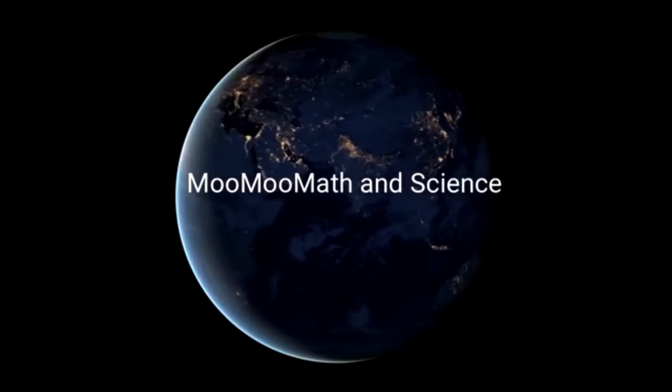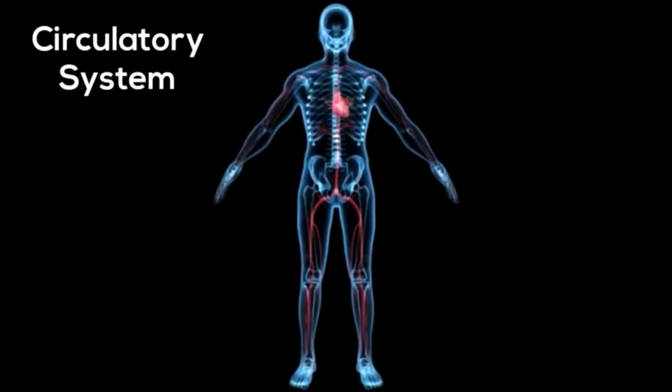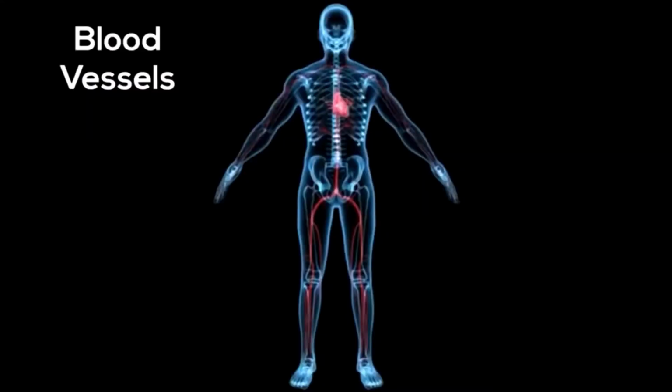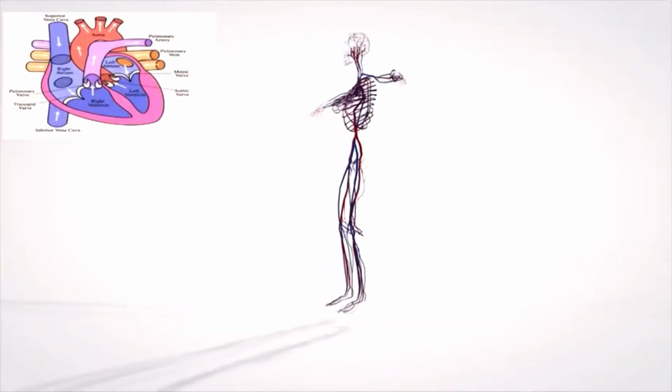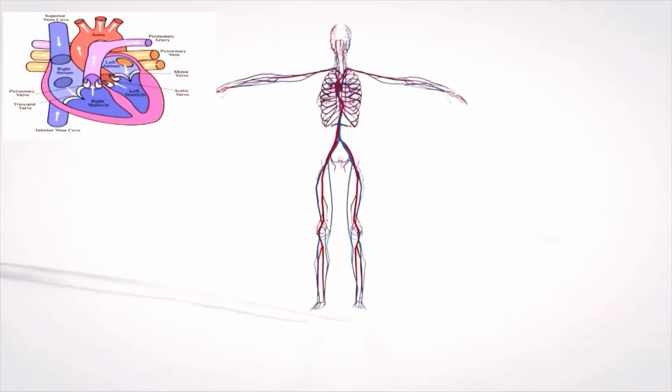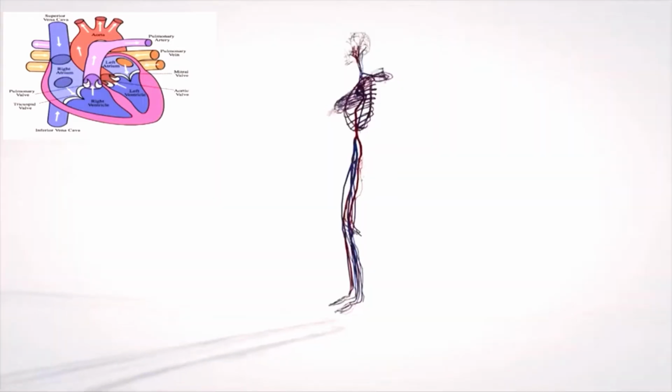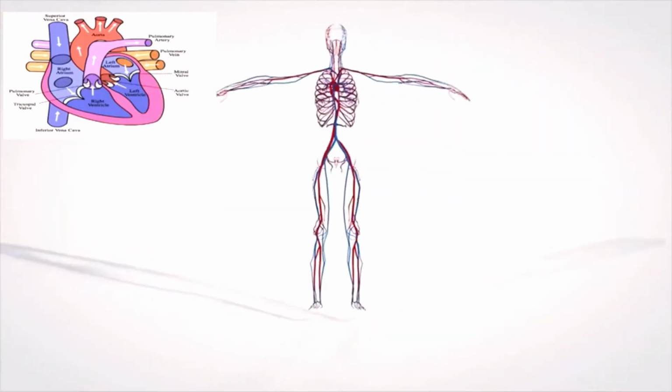In this video, you will learn about the circulatory system. The circulatory system is the transportation system of the body. The major structures that make this possible are the heart, blood vessels, and blood. The heart pumps blood in order to move nutrients, oxygen, carbon dioxide, disease-fighting white blood cells, and hormones to and from the cells in the body.